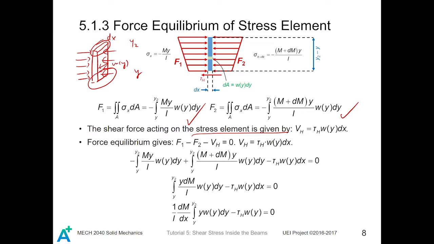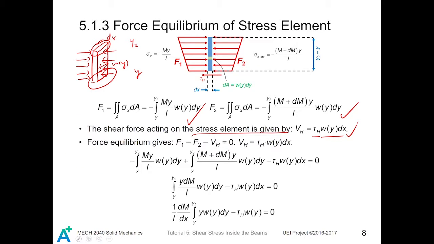Therefore, the shear force acting on this surface is given by the shear stress times the differential area: VH equals tau H times dA, where dA equals w(y) times dx. Now we have all those things ready, and by force equilibrium we know that F1 minus F2 minus tau H dA equals 0. Then we substitute all those forces into this equation.